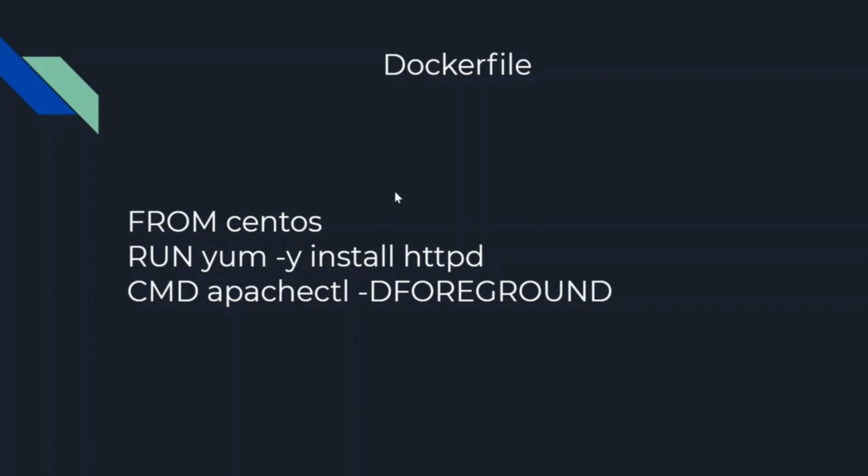So now how do we build images? That's the question. And here is where the Dockerfile comes in. A Dockerfile is nothing else but a plain text file where you define the instructions to create your image.